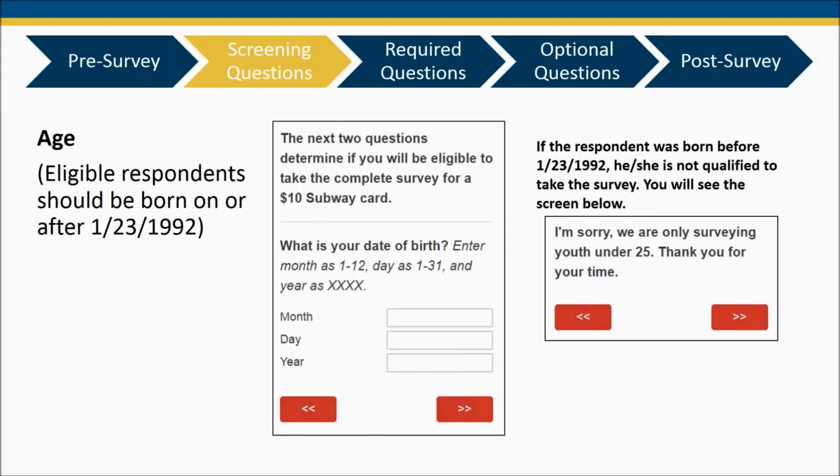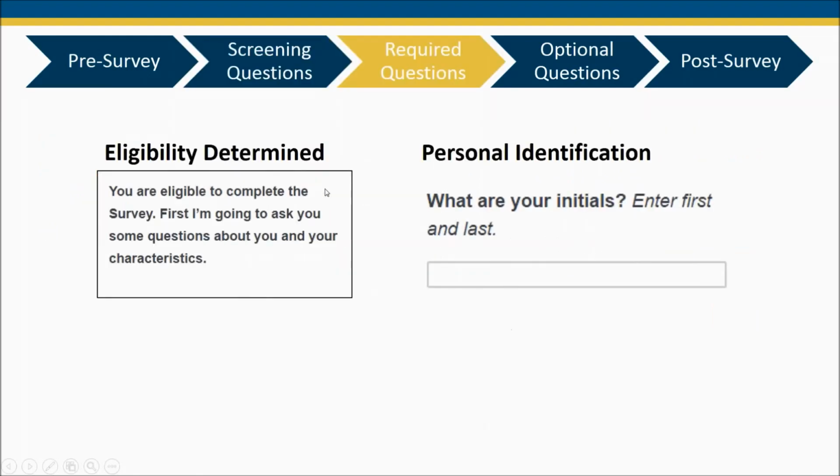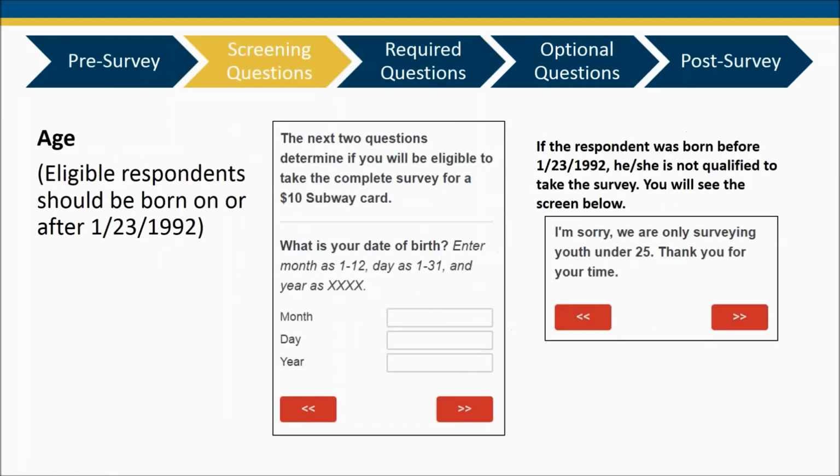The survey is only intended for youth who are 24 years old or younger. So you want to ask the respondent their date of birth. If the birth date they provide is before the date on this slide, they will be ineligible. The web survey will automatically determine eligibility, and you will see the slide here that says, "I'm sorry, we are only surveying youth under 25. Thank you for your time."